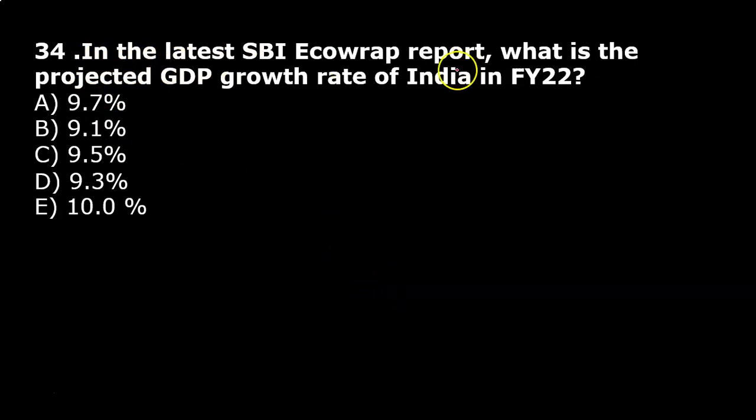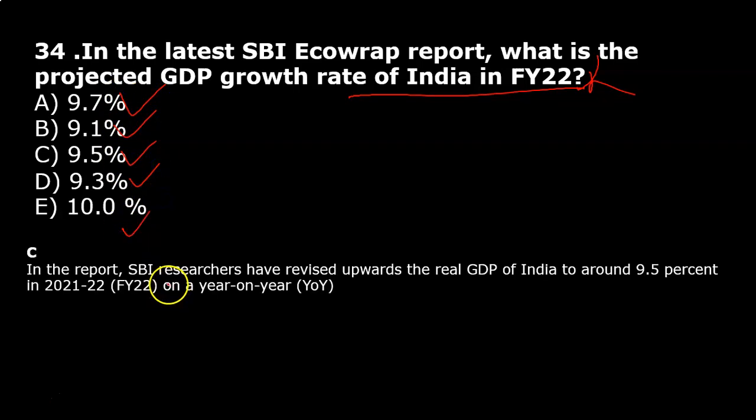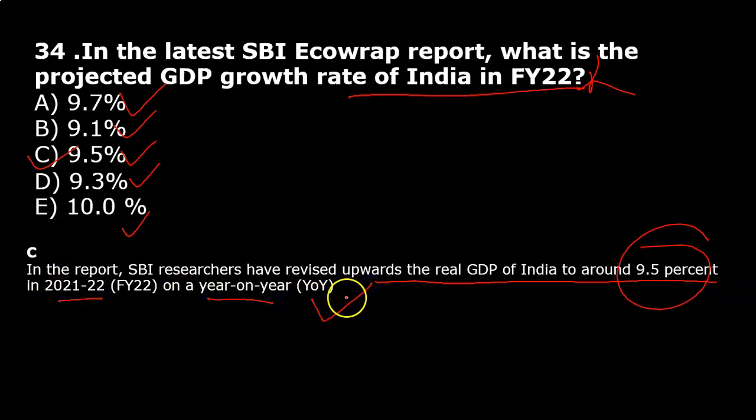In the latest SBI Ecowrap report, what is the projected GDP growth rate of India in financial year 22? The options are 9.7%, 9.1%, 9.5%, 9.3% or 10%. Your answer is C. In the report, SBI Research has revised upwards the real GDP growth of India to around 9.5% in 2021-22 on a year-on-year basis.